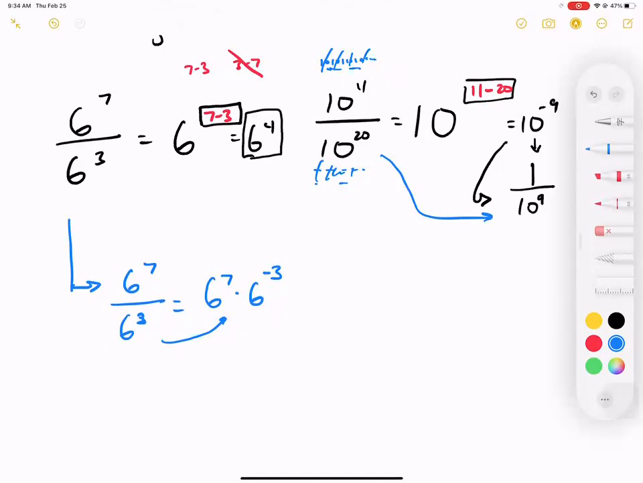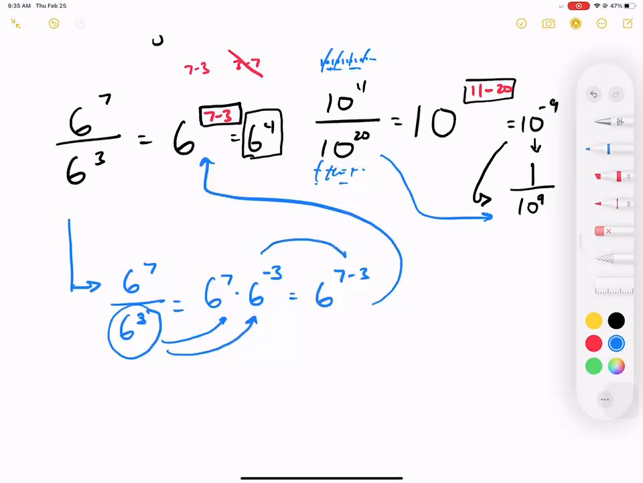Now we change this dividing into a multiplication problem. So what do we do with multiplication problems? We add exponents. This is 6 to the 7 minus 3, which is where we get dividing is really subtracting. Sure, it's a rule that we kind of made up in a sense, but it also flows from everything that we learned already. Numbers on the denominator can be written on top as a negative exponent, and now since we're multiplying, we're actually subtracting from the top value.